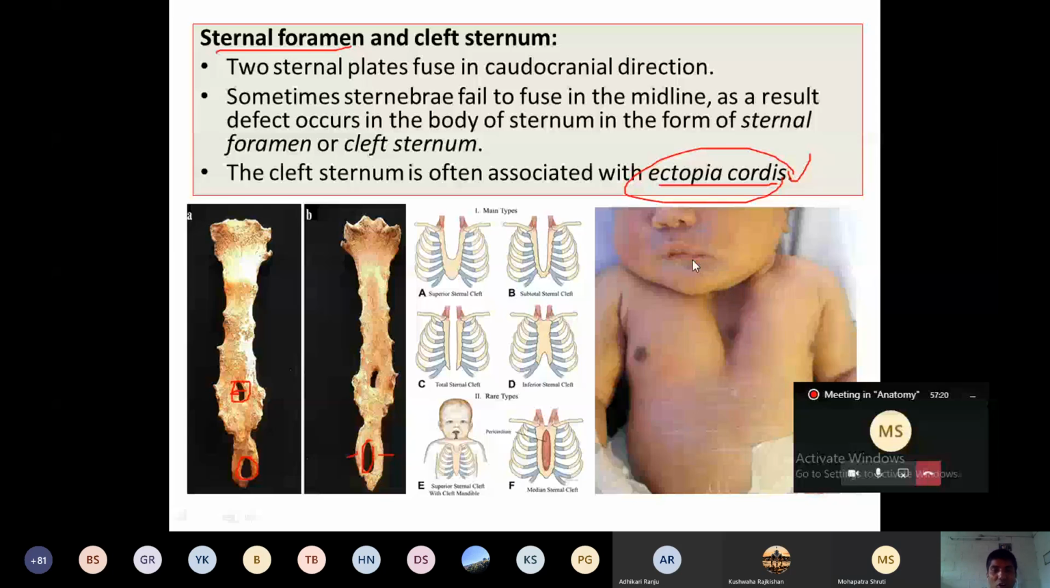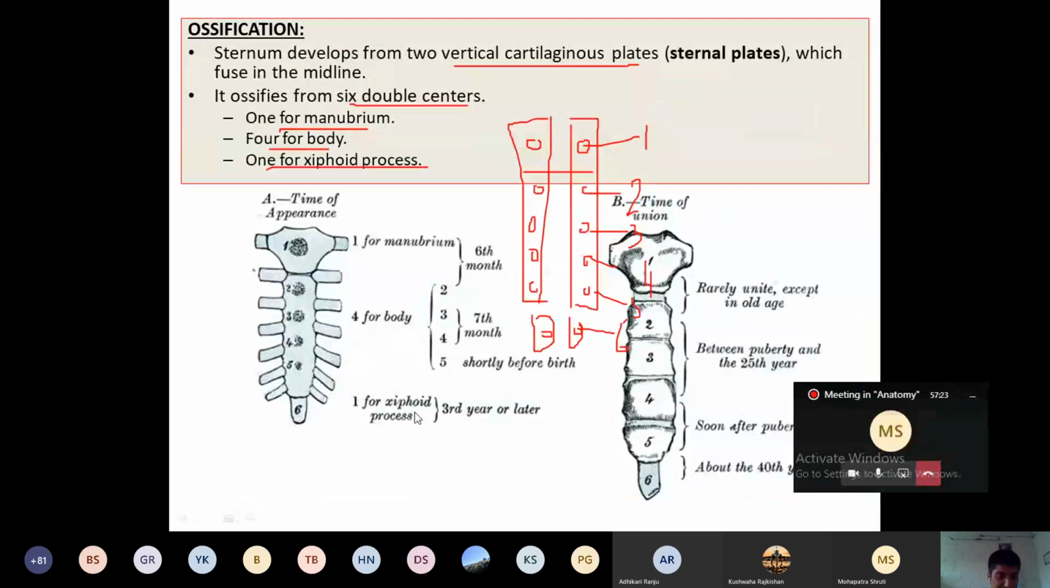All right. So what I told you is regarding the ossification of the sternum. You have to understand it first. First of all, there are two vertical cartilaginous plates. See here, this is one plate, and this is another plate.